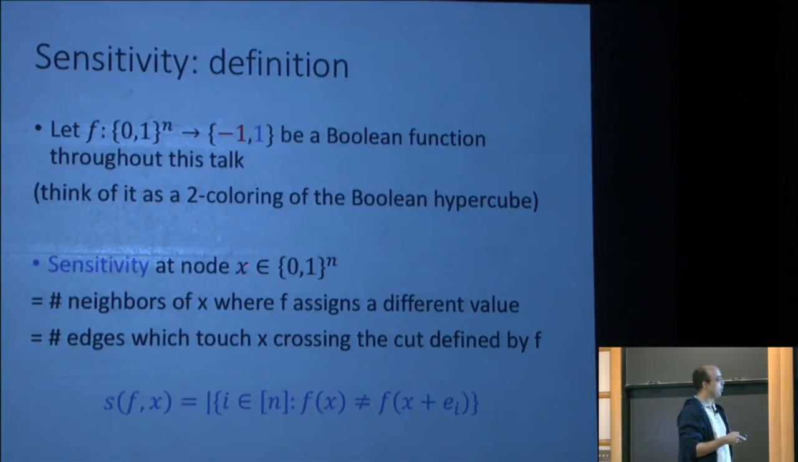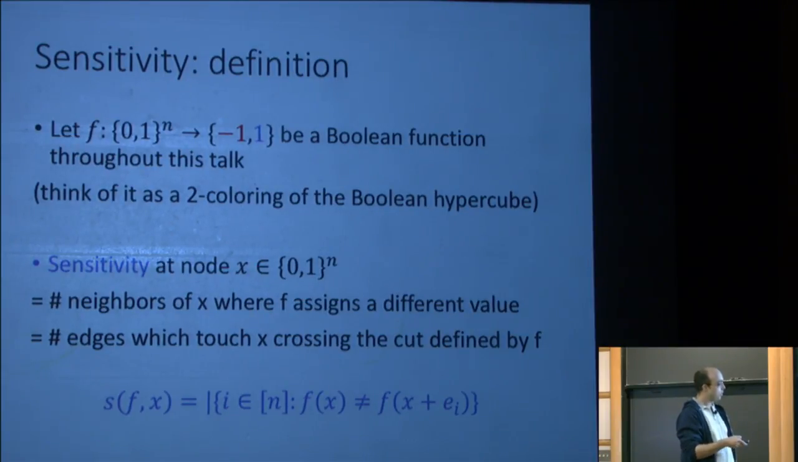What is the sensitivity of a node? There are different ways to define the same thing. It's the number of neighbors in the Boolean cube of x where the function assigns a different value than the one it assigns to x. Or equivalently, it's the number of edges in this Boolean cube that touch x but cross the cut defined by this function. Every Boolean function defines a cut, all the edges that cross from a -1 to a 1, let's say. So all these edges in the cut that touch this node x.